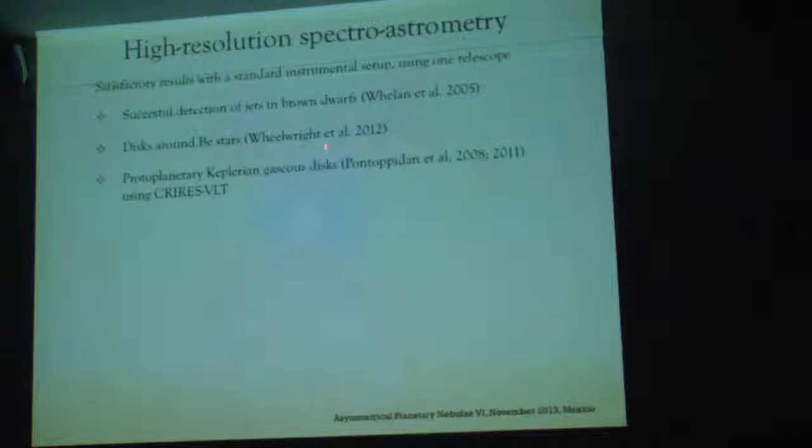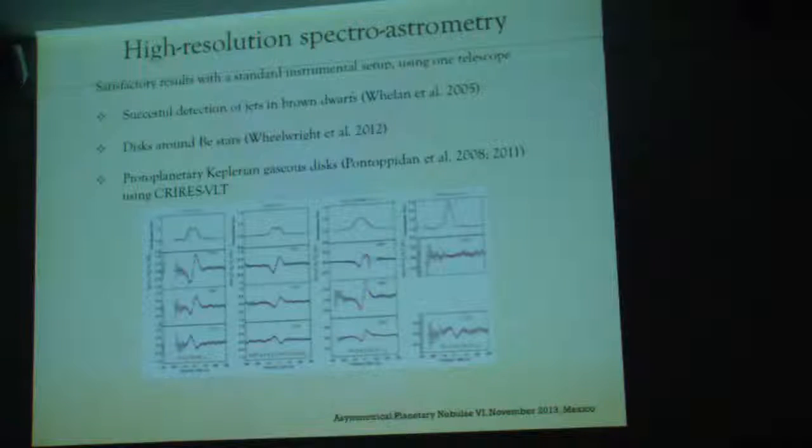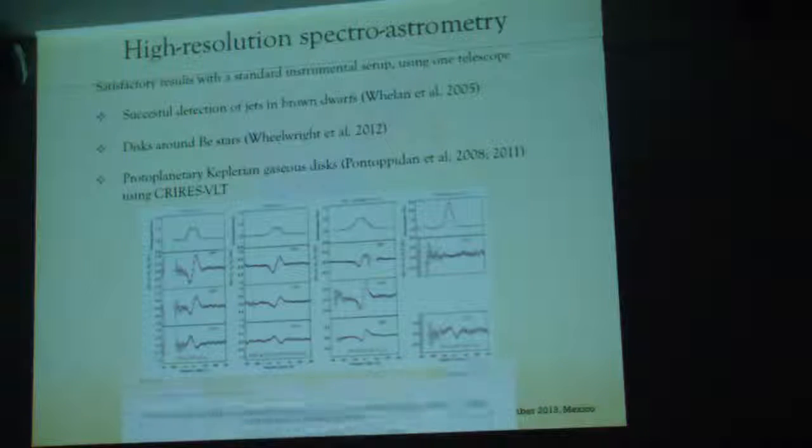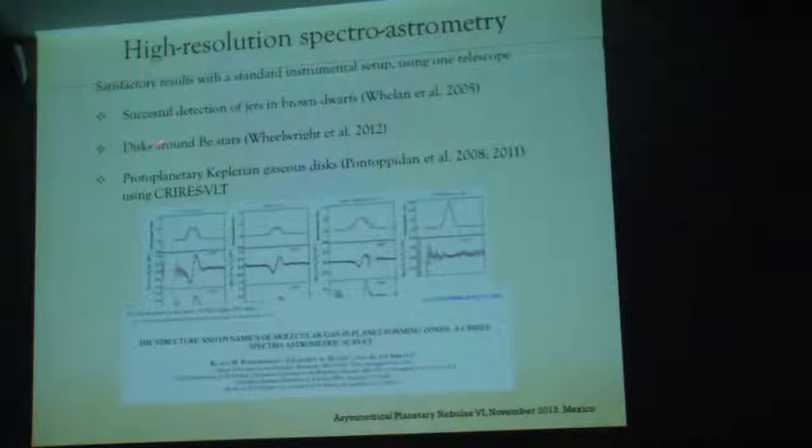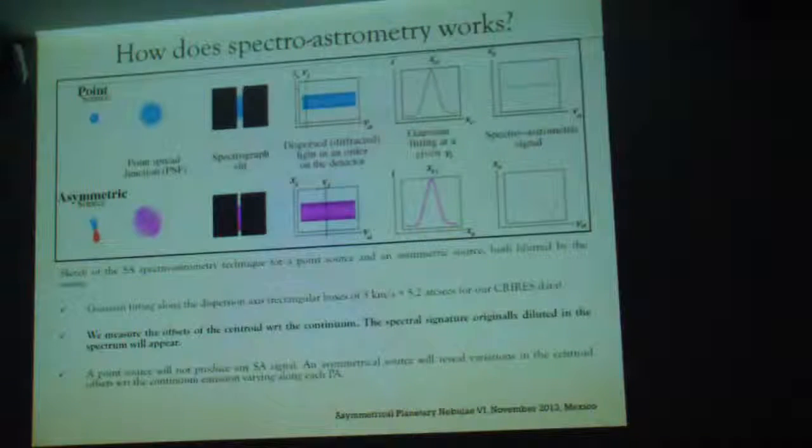For example, it has been possible the detection of jets, neutron cores, disks around big stars, and the one that inspired us is this one. This team has found protoplanetary disks using Cryonis VLT data, and I just show you these plots of what they have found. So, how does this technique with this huge name work?